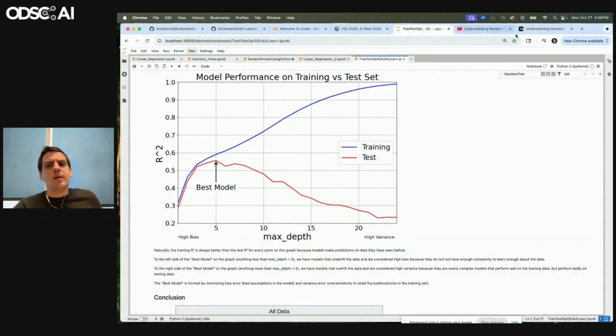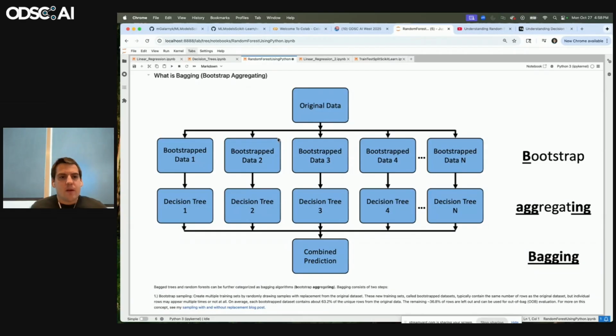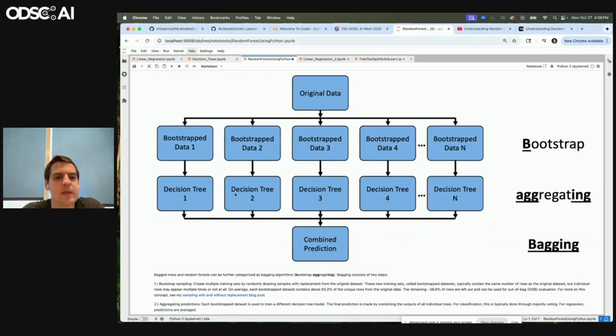Well, there's something called bootstrapping. Essentially, we have bagging algorithms, and random forests and bag trees can be classified as bagging algorithms. What they essentially are is, the first step is you do bootstrap sampling. Well, I know a lot of you are probably not very familiar with bootstrap sampling.